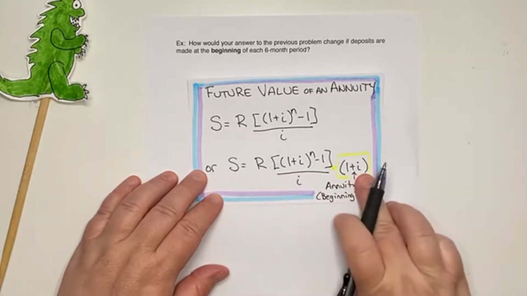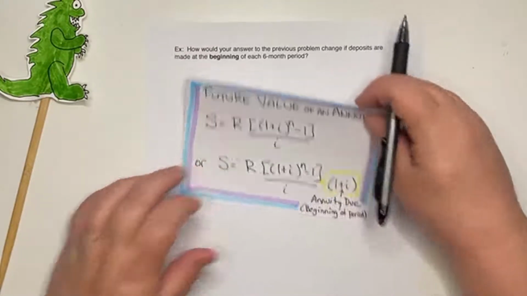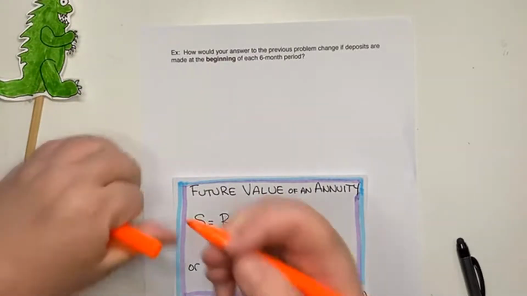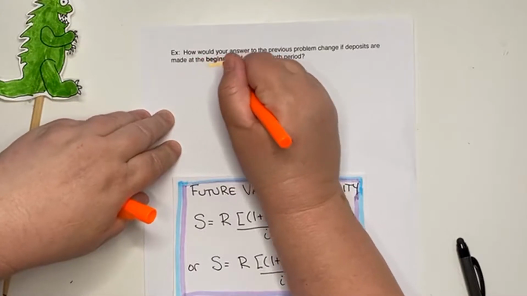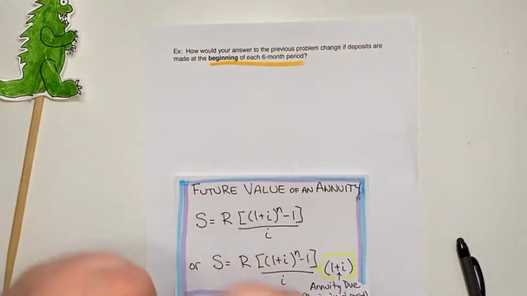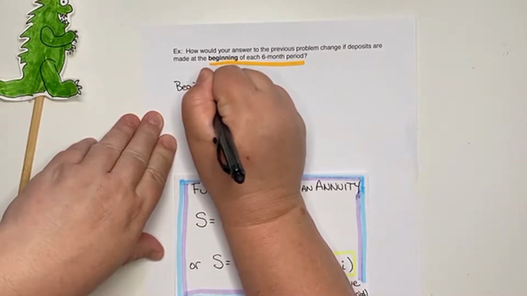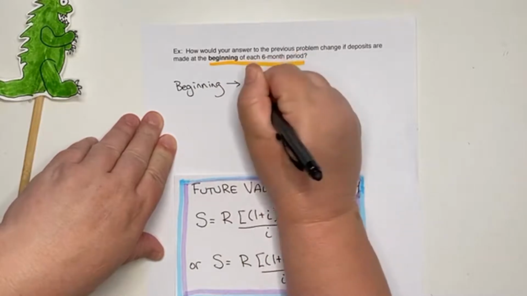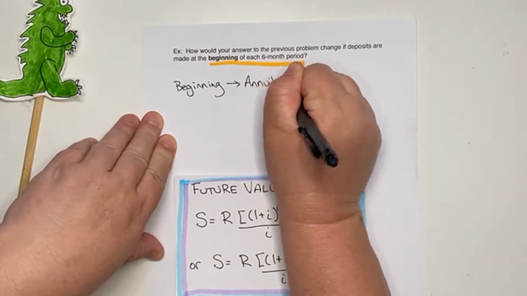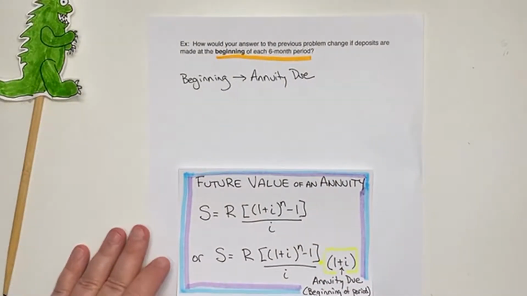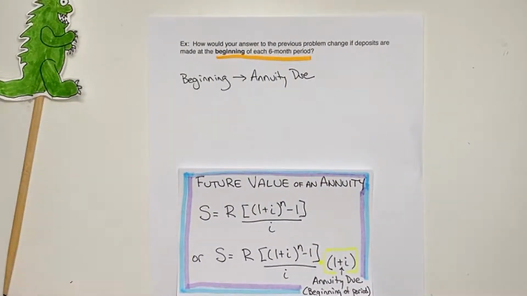version of this formula. So let me write this all out so you'll see what I mean. So the beginning, what color did I use for that? I used orange. Okay, that catches our attention, doesn't it? If it's at the beginning of each 6-month period, beginning means we've got an annuity due. So in other words, it's an annuity that's being paid at the beginning of each period instead of at the end, and that does make a difference.